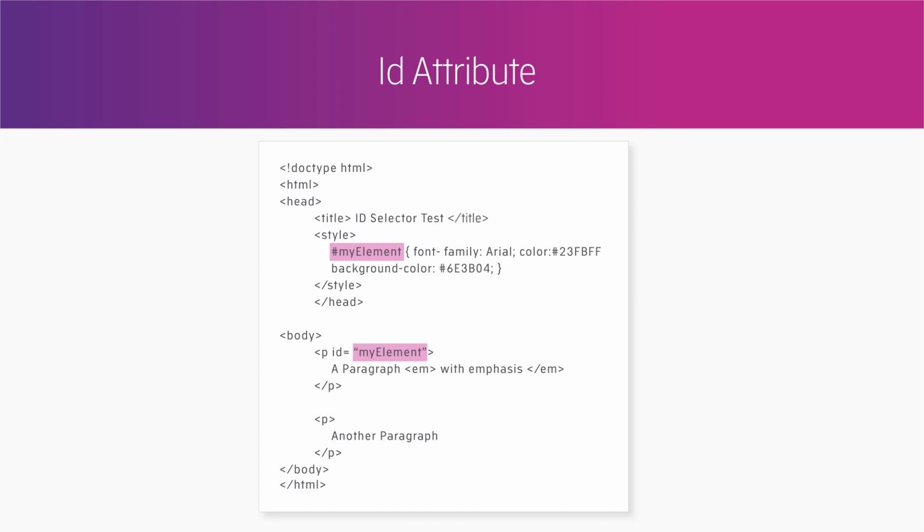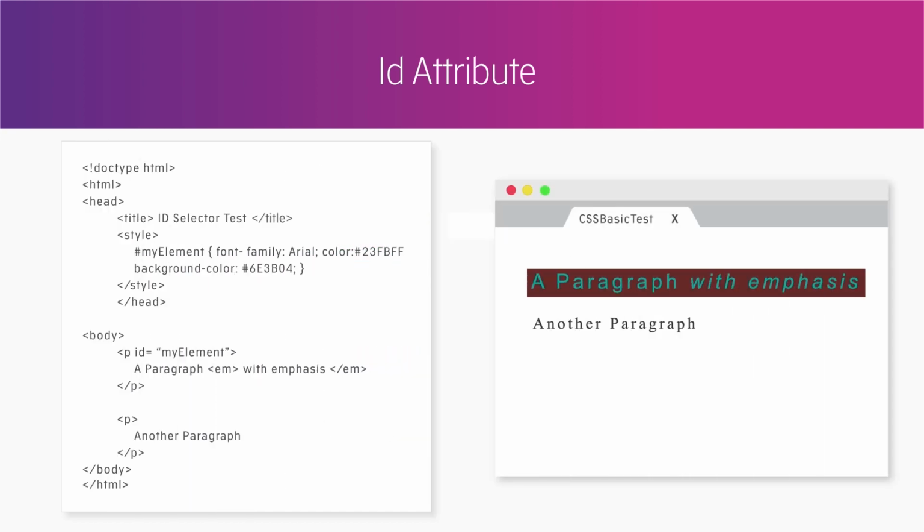How do we know it's an ID rule? Notice that the selector spelling matches the ID value of the first paragraph, but it also adds a hash symbol to the beginning of the ID name. When we display the page in a browser, we see that that style has been applied only to one paragraph with the ID of MyElement. The rule has set the text color to be a form of aqua. The font family is Arial, and the background color is a shade of brown. The other paragraph retains the default style applied by the browser. This is usually a font like Times New Roman. And the background also defaults to white.